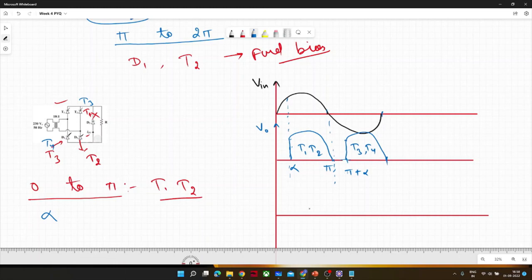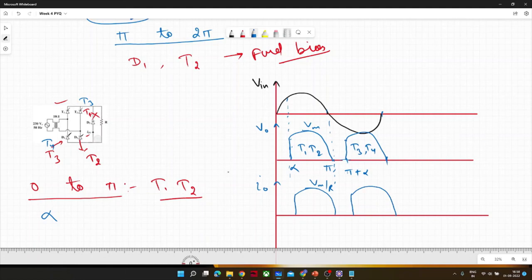Now current would also be in similar fashion because I naught is equal to V naught by R. If it is some Vm, it is Vm by R. That would be I naught. This would be the waveform.